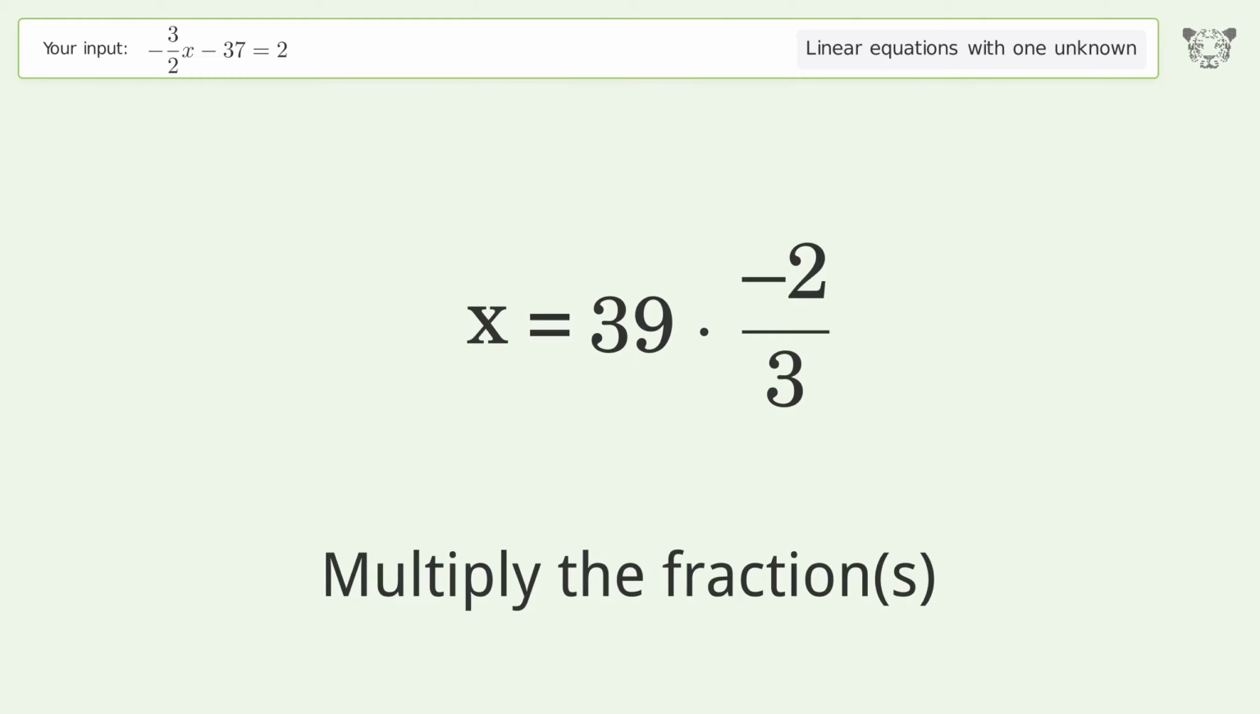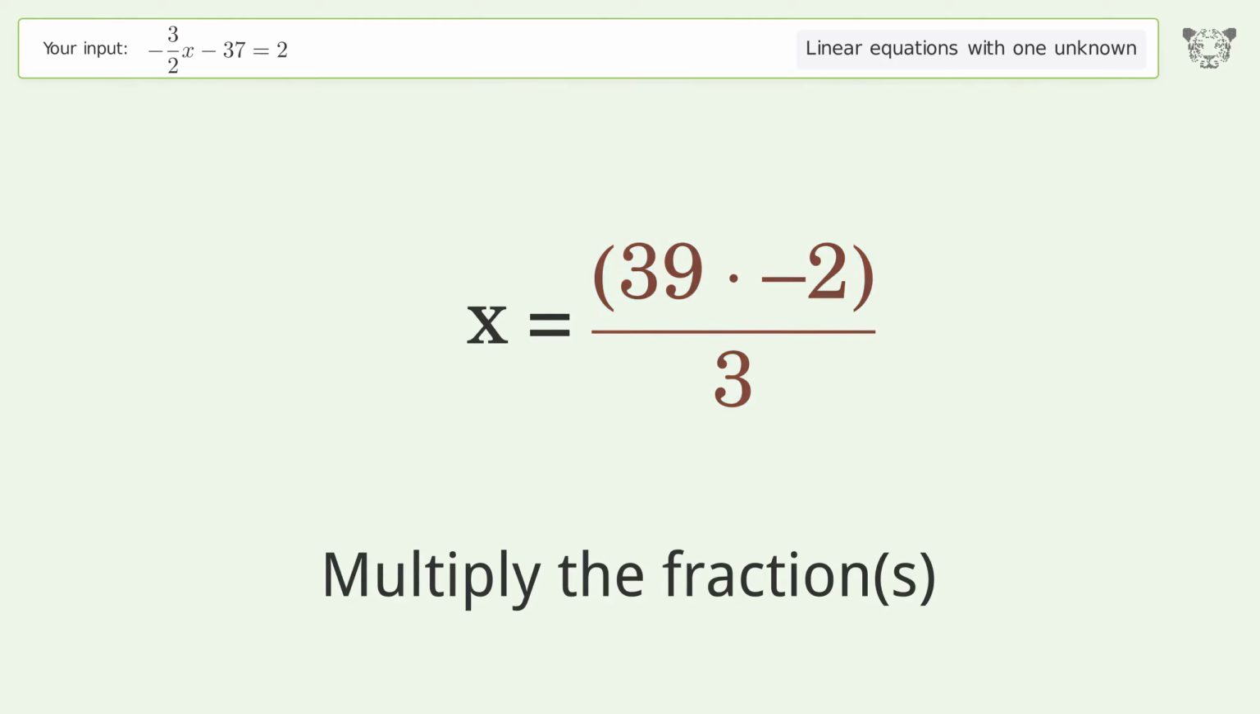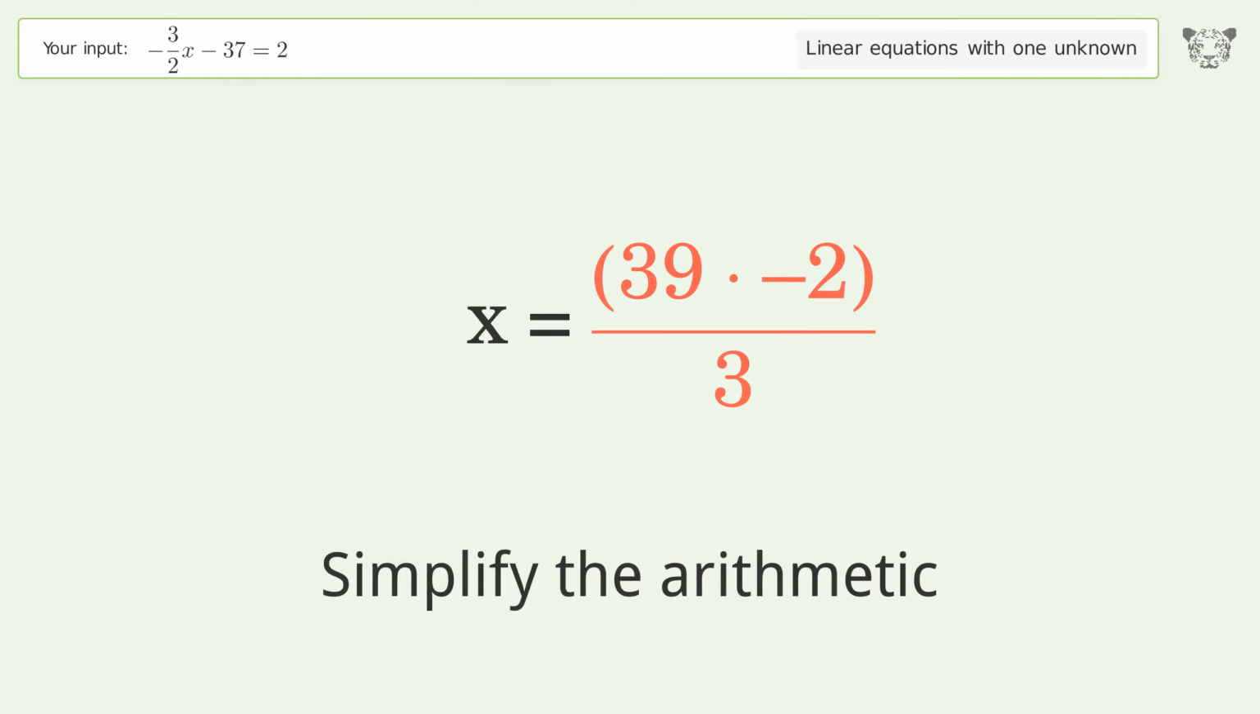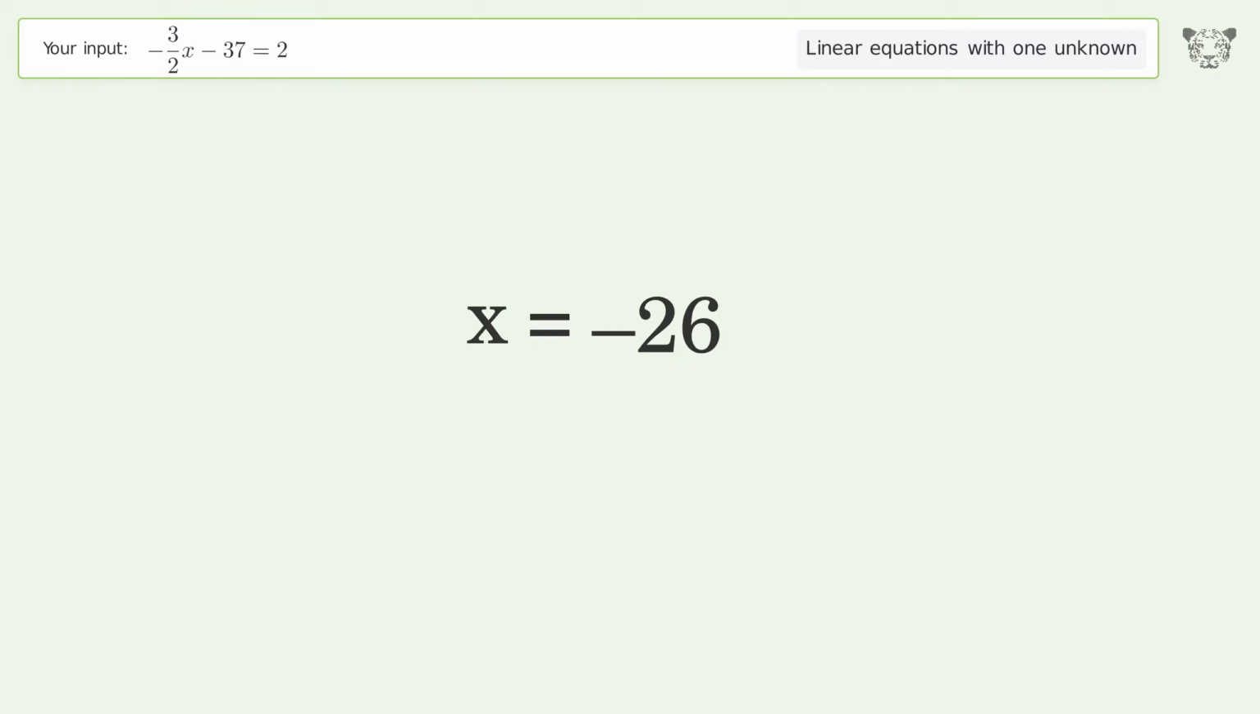Multiply the fractions. Simplify the arithmetic. And so the final result is x equals -26.